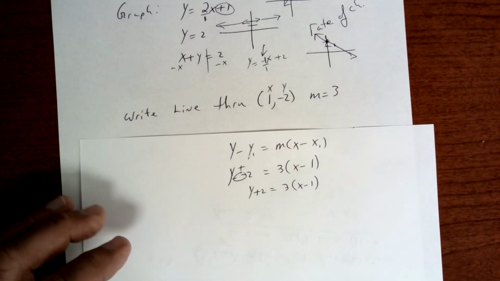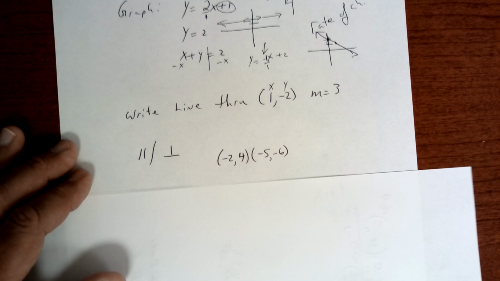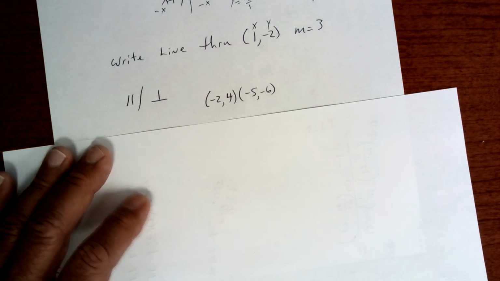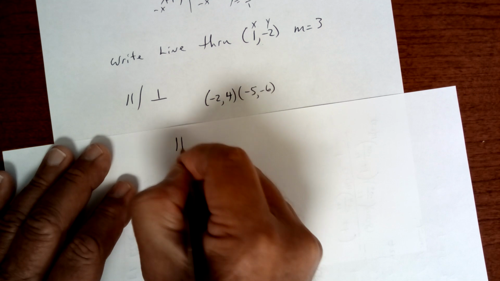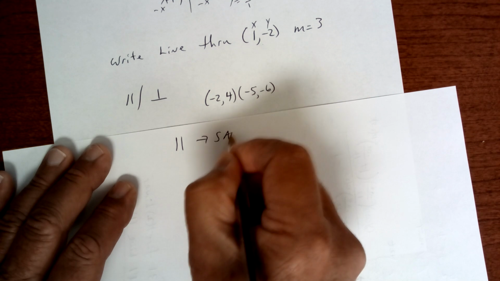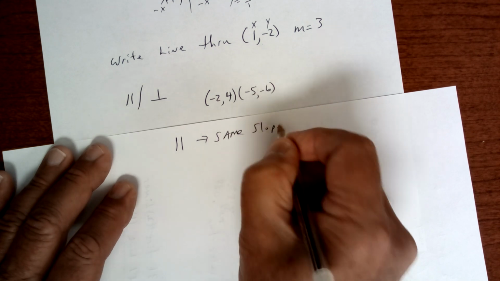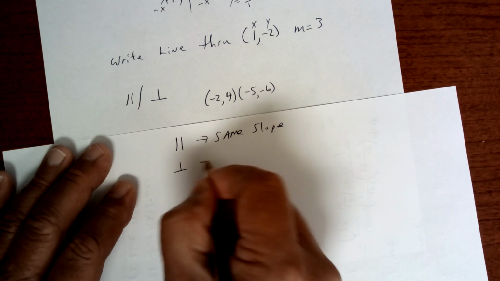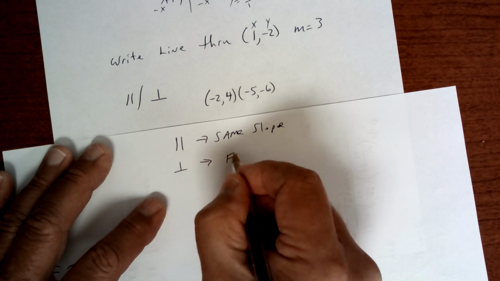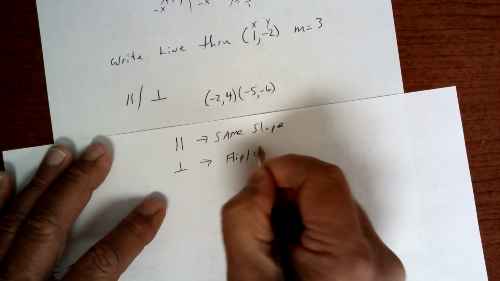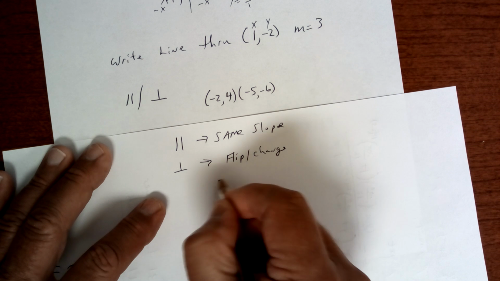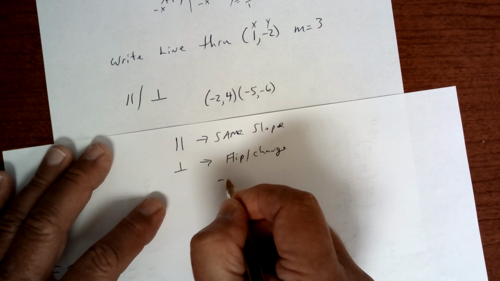This one says parallel and perpendicular, so pay attention here. If it's going to be parallel, it has the same slope. Write that down. Parallel, same slope. Perpendicular, you have to flip it and change it. And the book says negative reciprocal. So negative reciprocal.